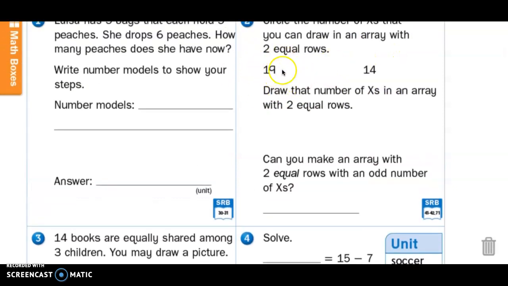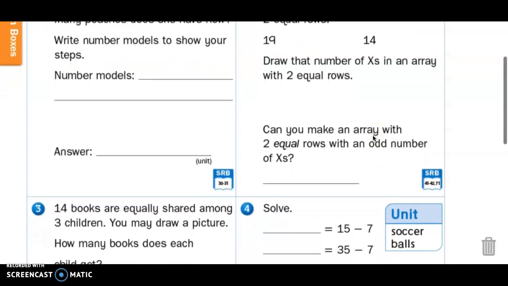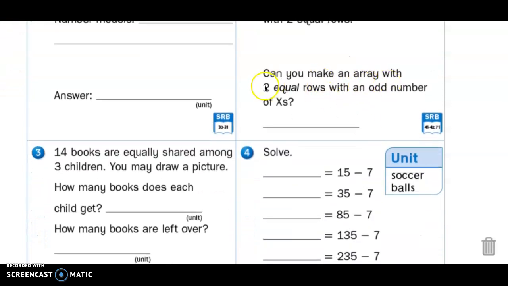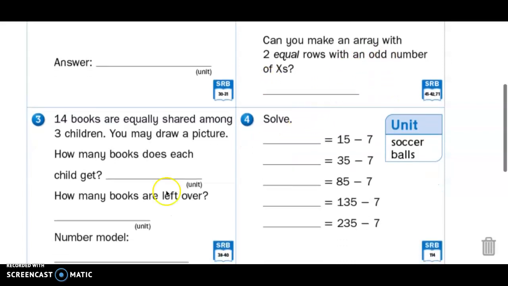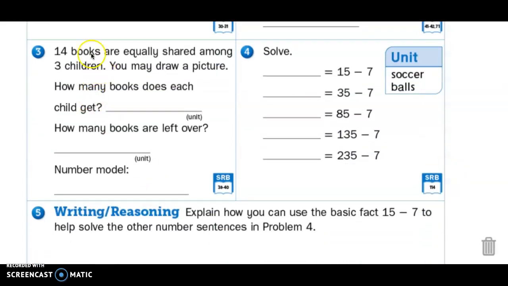So if you chose 19, have 2 rows and a total of 19 X's. If you chose 14, have 2 rows with a total of 14 X's. Can you make an array with 2 equal rows with an odd number of X's? Yes or no? Number 3, 14 books are equally shared among 3 children.